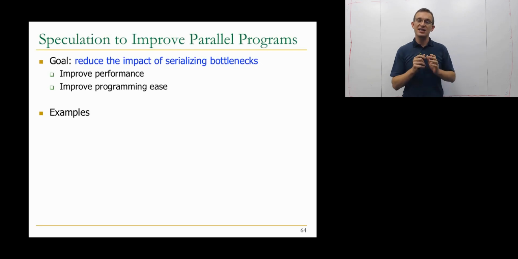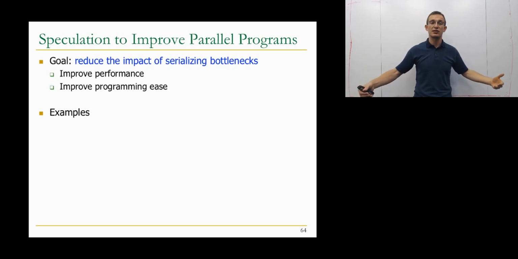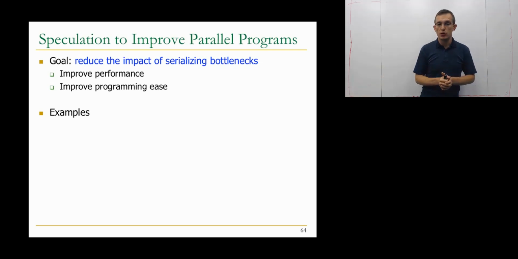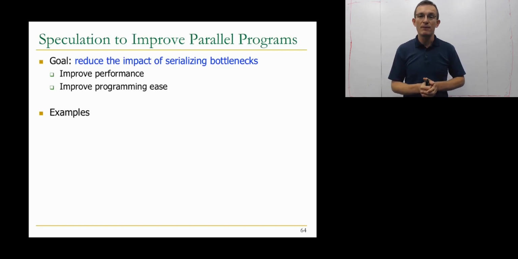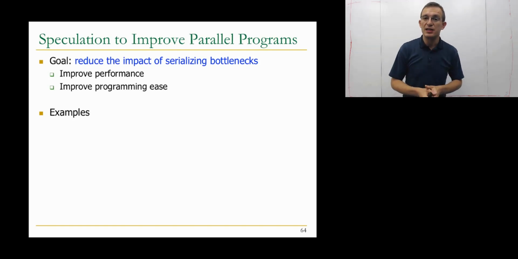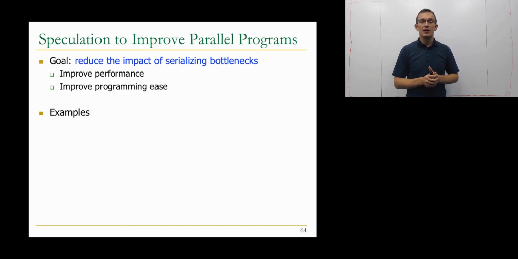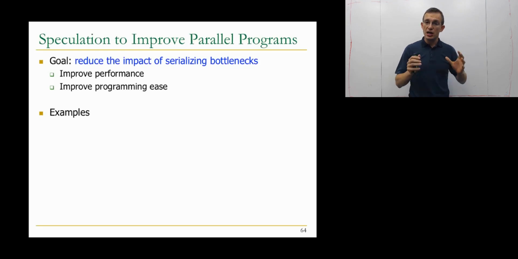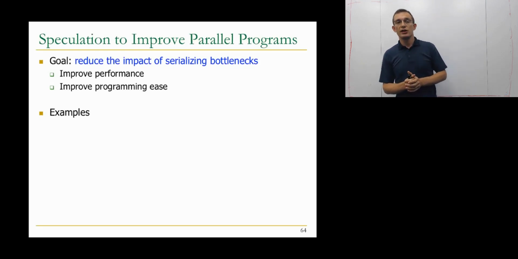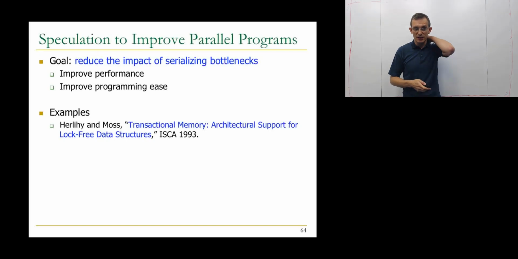Here our goal is very similar, except the parallel program is already written, but there are potentially some bottlenecks in it that can cause serialization. And it's difficult for the programmer to optimize these serializing bottlenecks, for example, locks, critical sections, barriers, bottleneck pipeline stages, which we had discussed in an earlier lecture on asymmetry. The key idea is why don't we design hardware to do speculative execution to improve the performance of such bottlenecks as well as improve programmer ease, because the programmer doesn't need to worry about these bottlenecks.